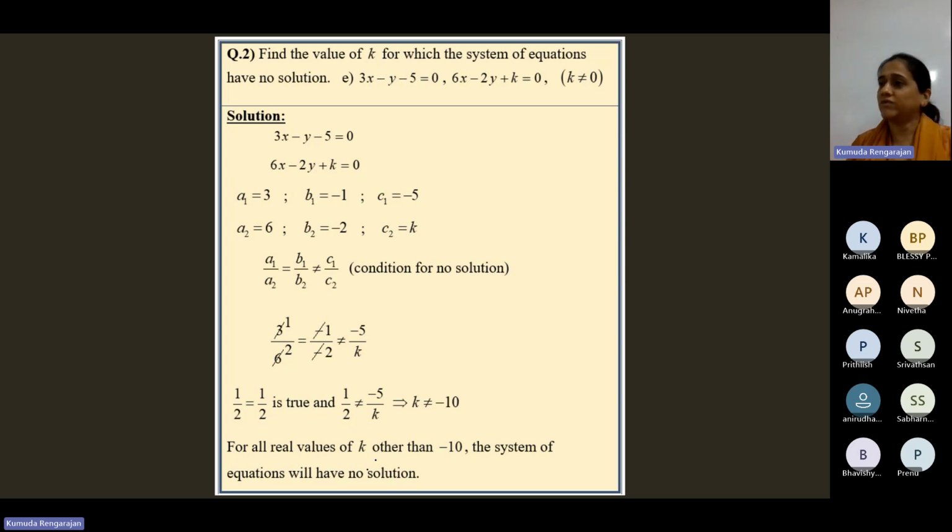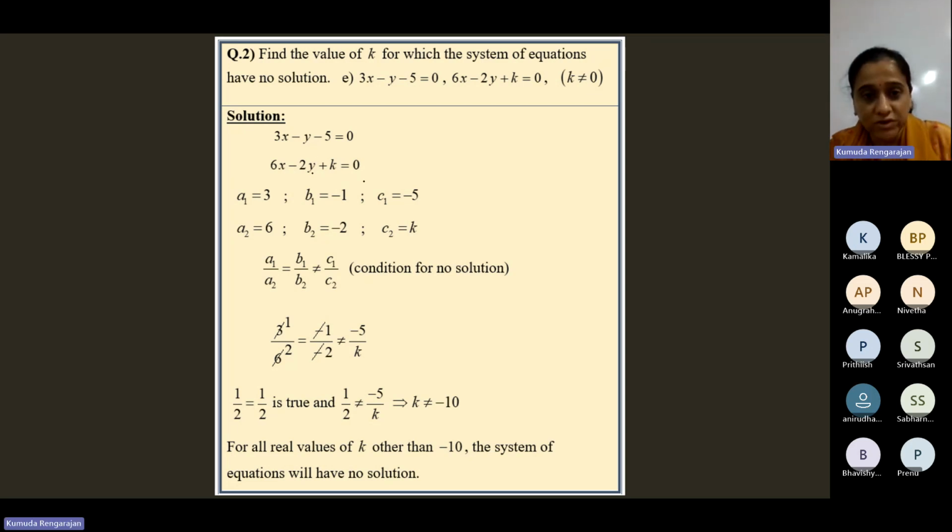Division by 0 is not defined as one theory. Keep that aside. But now I'm saying 1 by 2 is not equal to minus 5 by 0. Is this true? Yeah, they are not the same. It's true. So this answer is enough. For all real values of k other than minus 10, the system of equations will have no solution. I can say more about it.